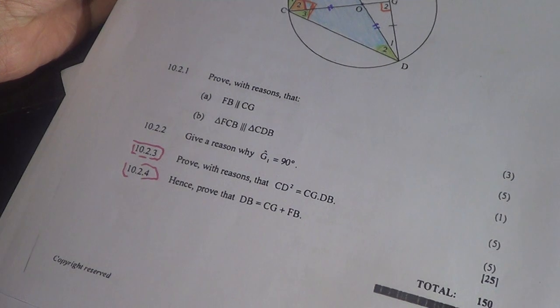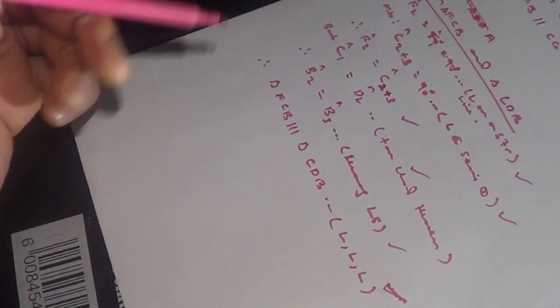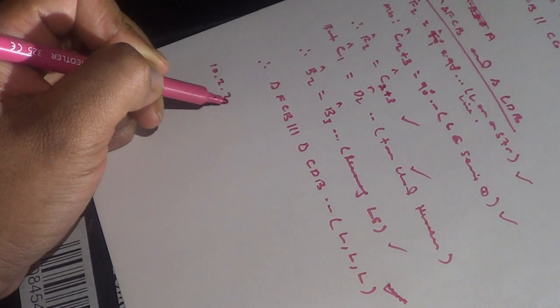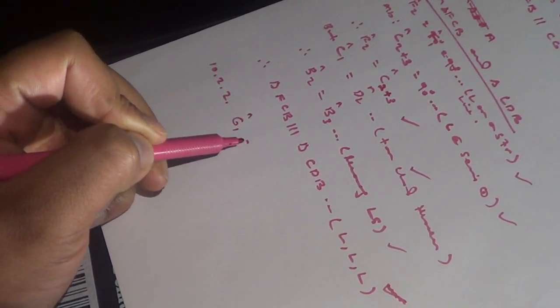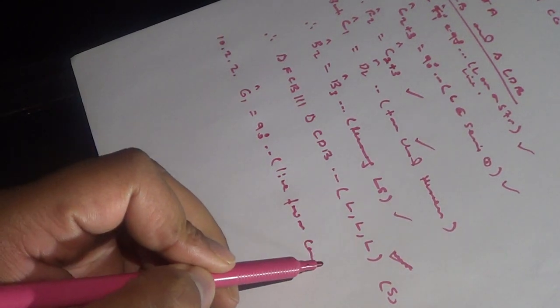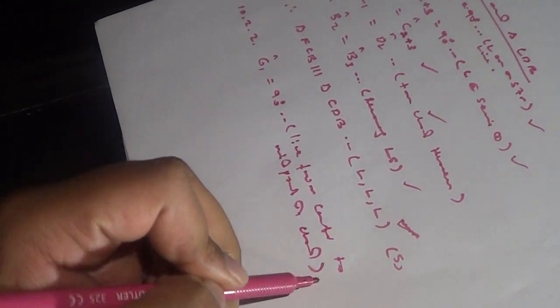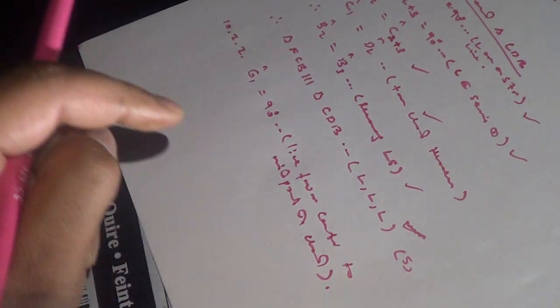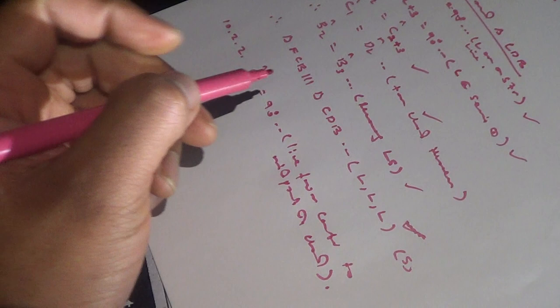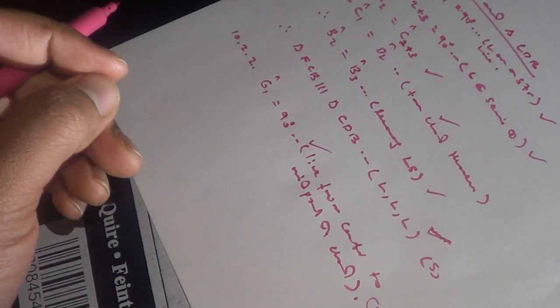So we took our 8 marks and we are like, thank you very much. Now let's do this next one. It says, now give a reason why that G1 is 90 degrees. That is very easy, so we can answer this 10.2.2. Angle G1 is equal to 90 degrees because this is the line from center to midpoint of chord. Just leave it like that. Line from center to the midpoint of a chord is perpendicular to chord. So you don't want to overly complicate your life there. You take the mark and you like, thank you, I am not wasting my breath here.